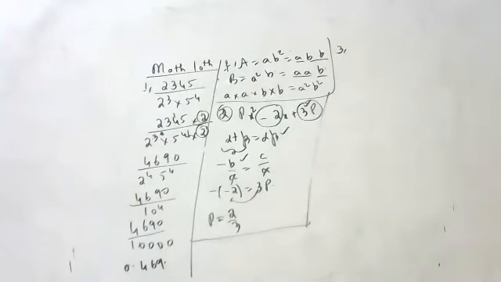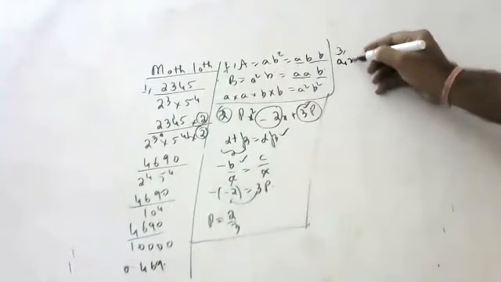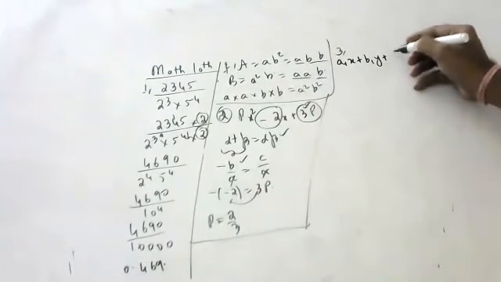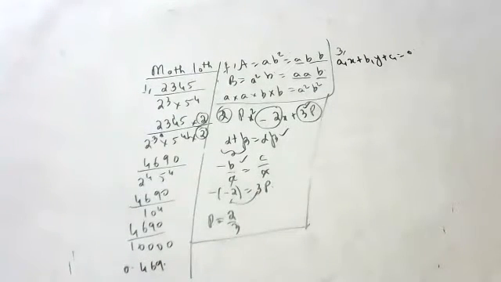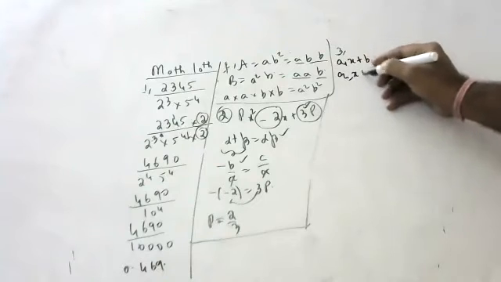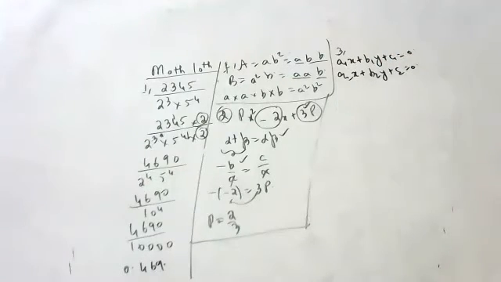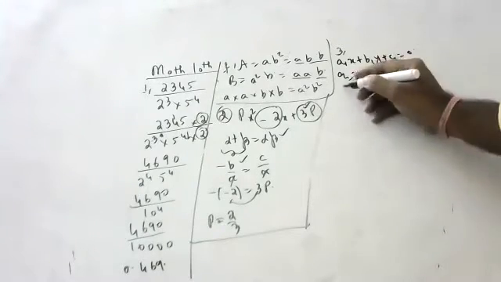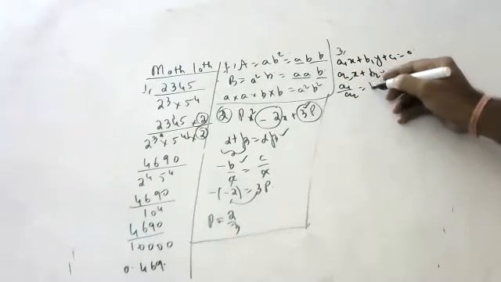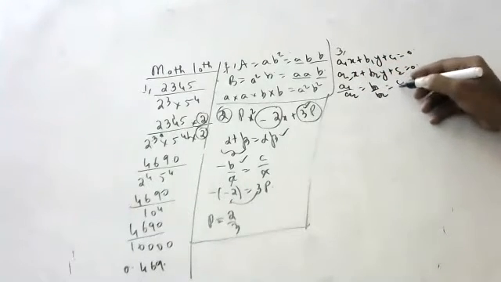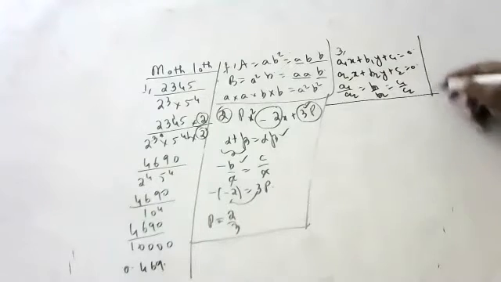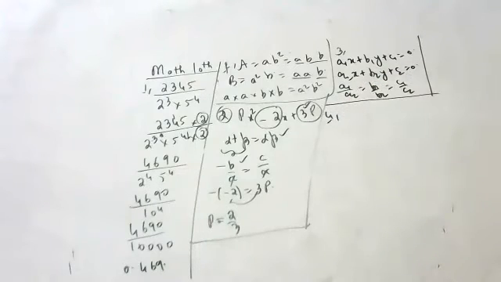Children, what they are saying is, the pair of linear equations a1 x plus b1 y plus c1 is equal to 0 and a2 x plus b2 y plus c2 is equal to 0 have infinite number of solutions. For infinite solutions, what is the condition, children? a1 by a2 is equal to b1 by b2 is equal to c1 by c2.